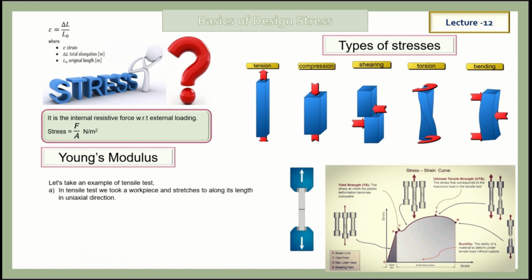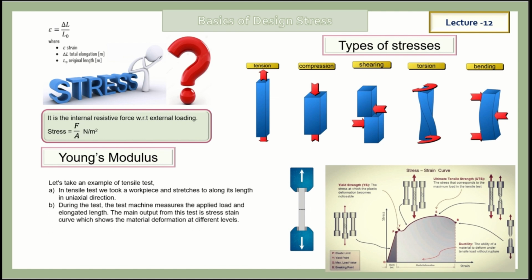In the tensile test, we took a workpiece and stressed it along its length, guys, in one direction only, in the uniaxial direction. You are seeing the arrow marks here. So we are stretching the workpiece in a uniaxial direction, that is by applying the load in opposite directions. And during this test, the machine measures the applied load. How much load we are applying on this workpiece is observed by the test machine.